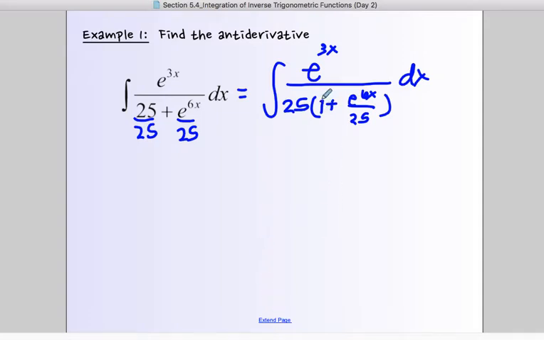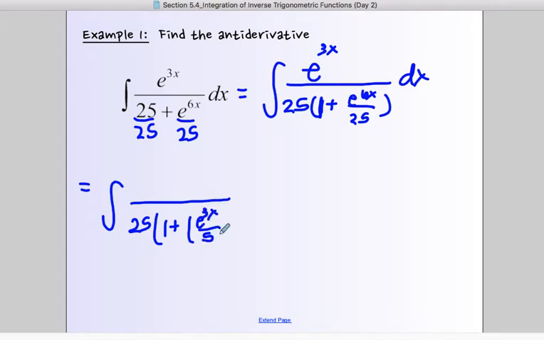Now from here I see I have my 1, which is good, but this part needs to be rewritten as something squared. So we will have 25, and then you have 1 plus e to the 3x over 5 squared, dx. And my numerator stays the same. One thing I would notice is if I were to re-square this, it should go back to what I have here. So 3 times 2 will give me 6x, and then 5 squared is 25. So that is good. And now we're back to the type of problem we were doing yesterday.